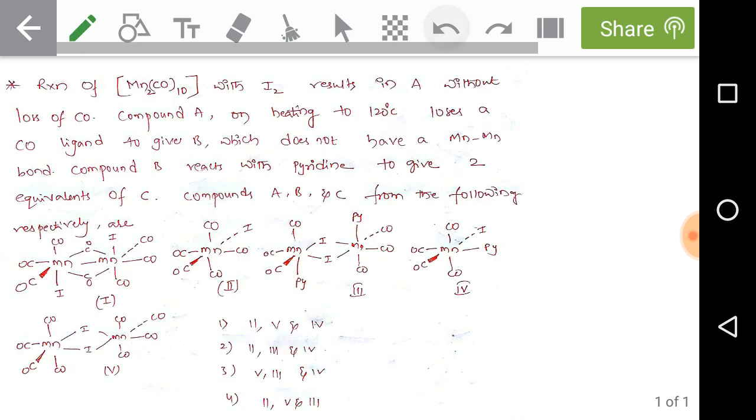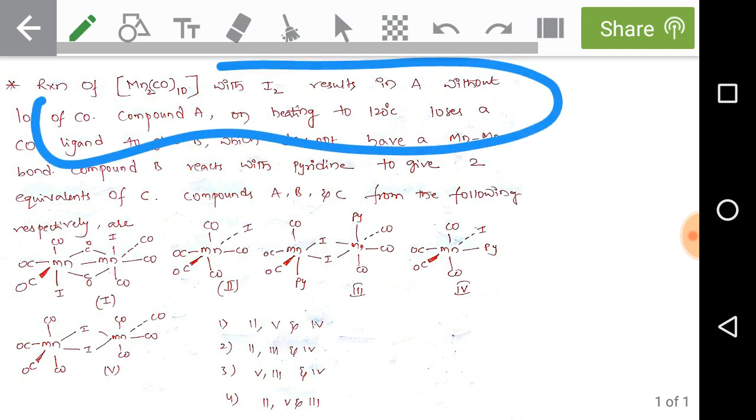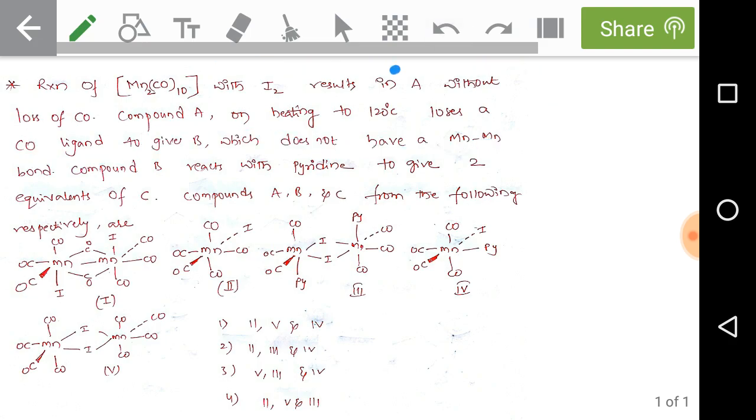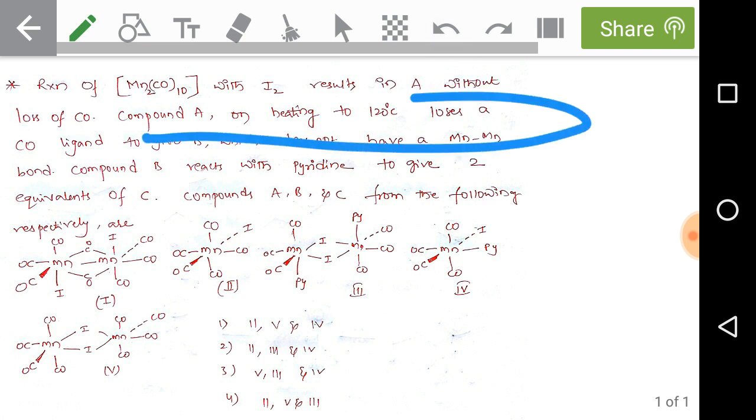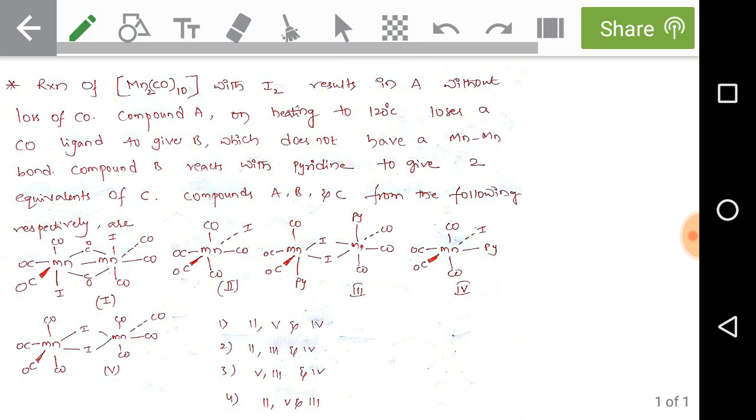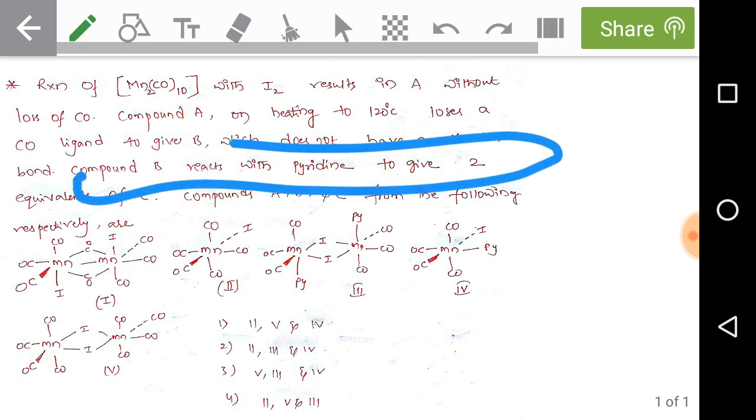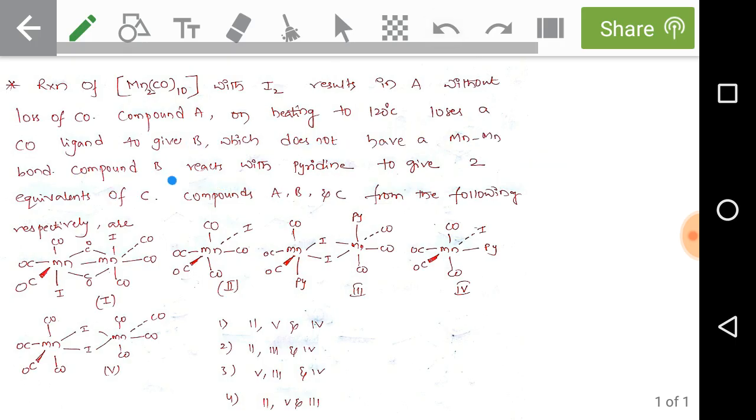Right. Next one: reaction of Mn2(CO)10 with iodine results in A without loss of CO. Compound A on heating to 120 degrees centigrade loses a CO ligand to give B, which doesn't have a manganese-manganese bond. Compound B reacts with pyridine to give 2 equivalents of C. Compounds A, B, C from the following respectively are?